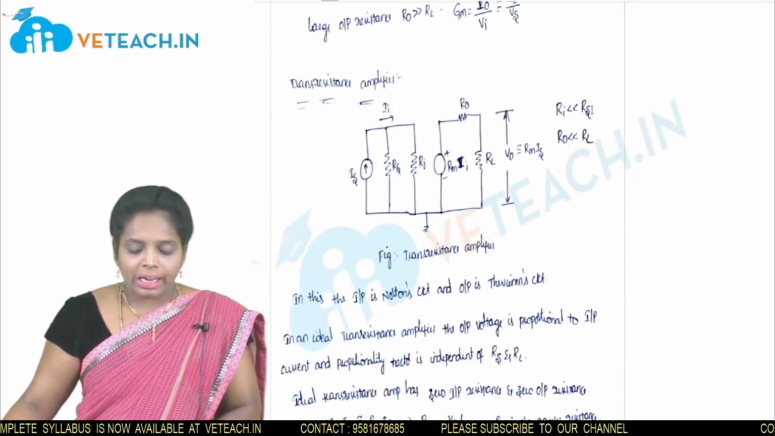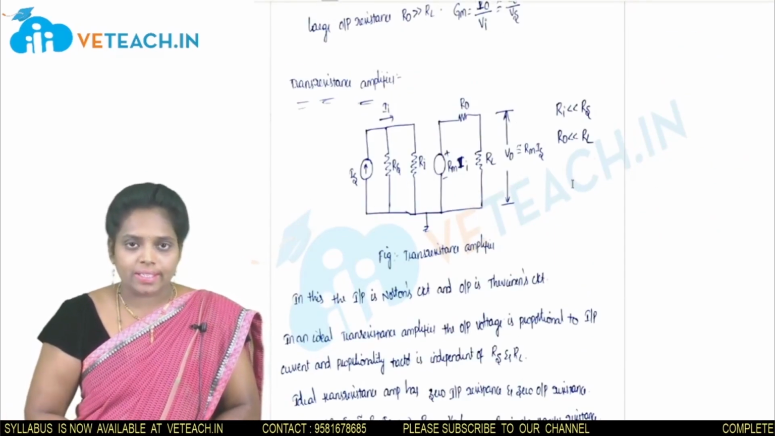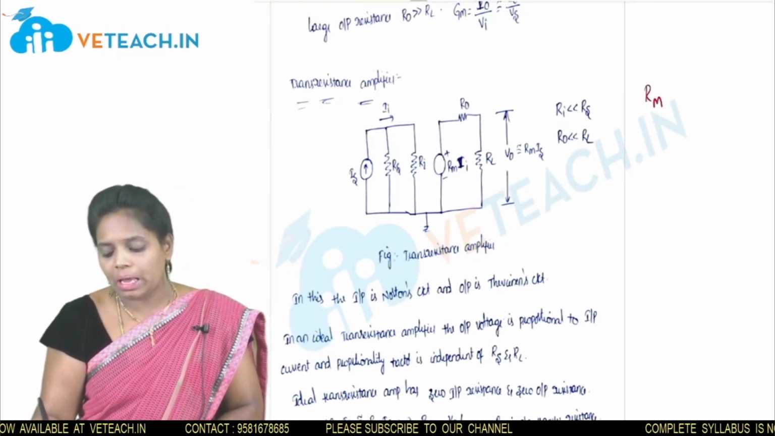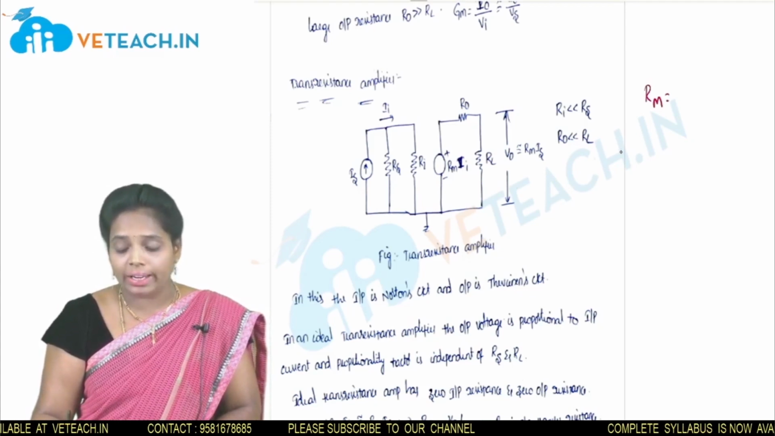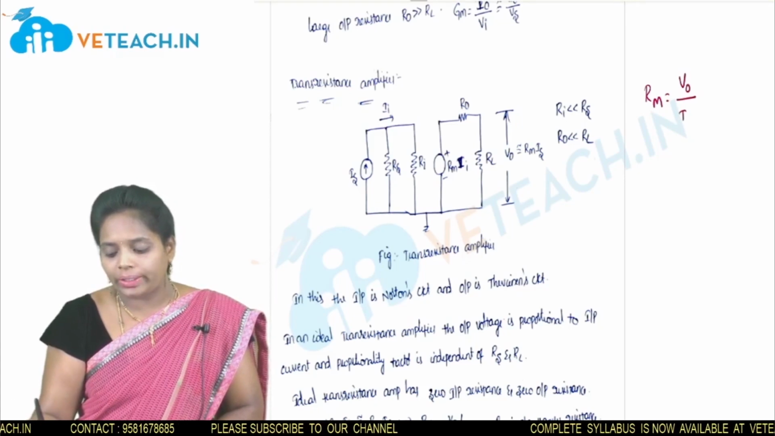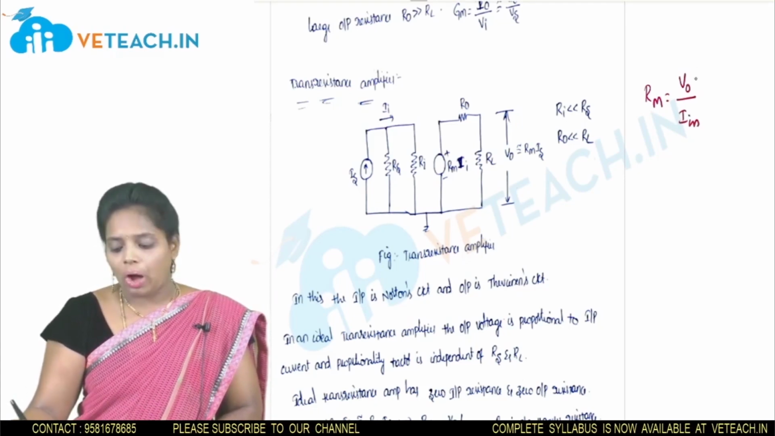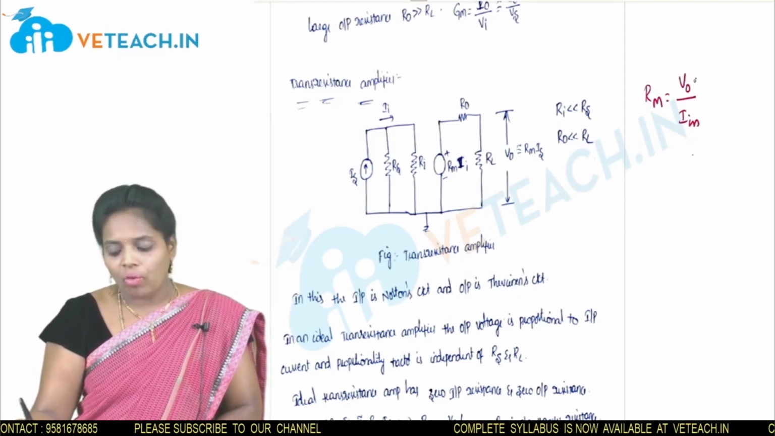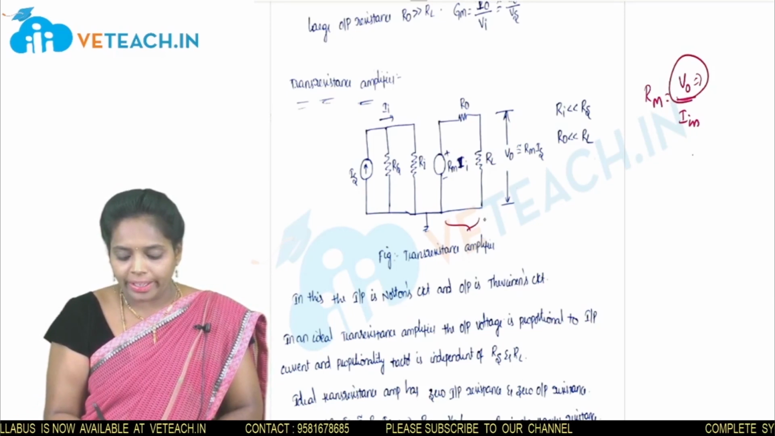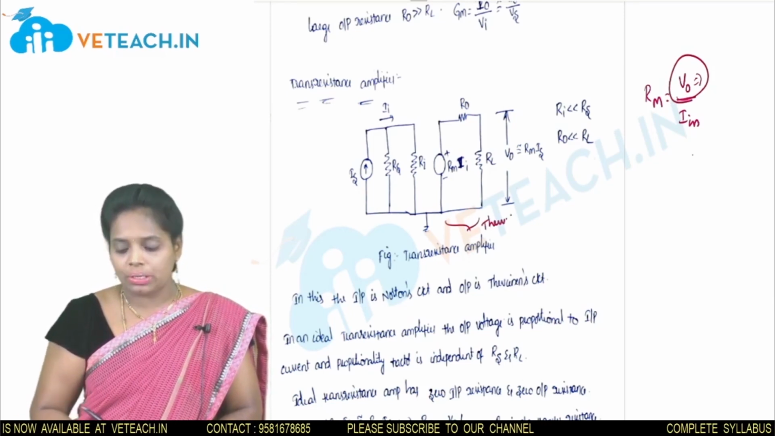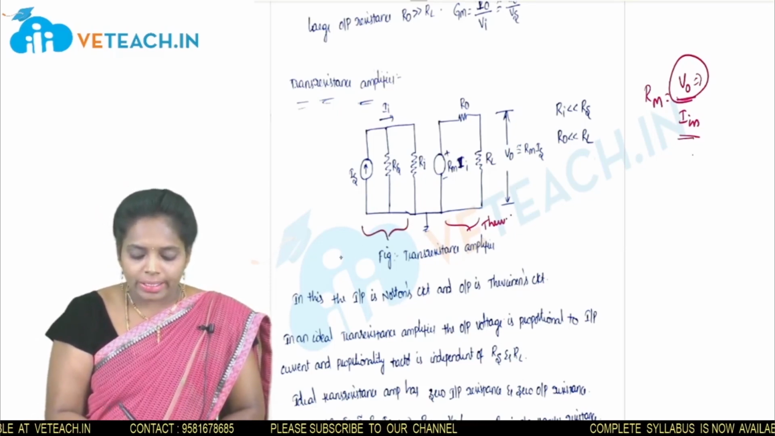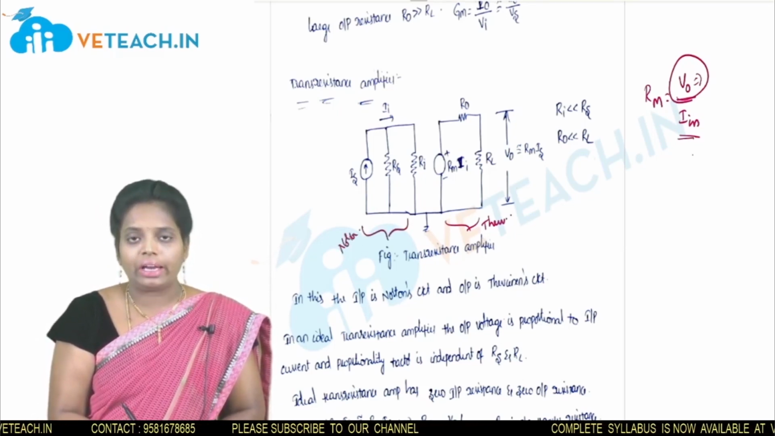The next and last one is the transresistance amplifier. So what is a transresistance amplifier? It is represented by the letter Rm. Rm is equal to the output voltage to the input current. Because the output is a voltage, you take it as the Thevenin equivalent circuit, and the input is a current, so that is why it is represented by the Norton equivalent circuit.